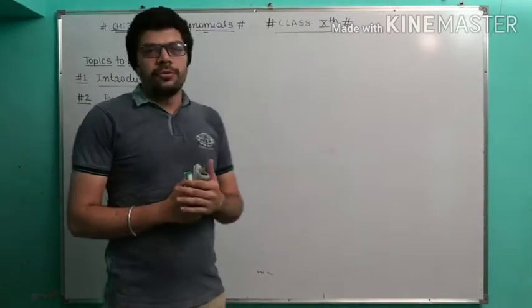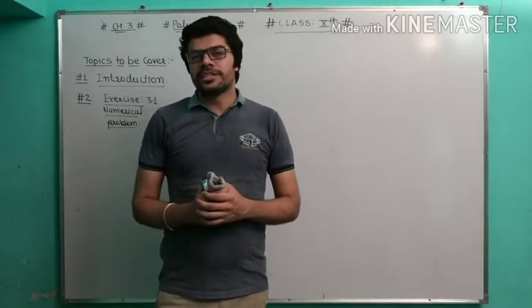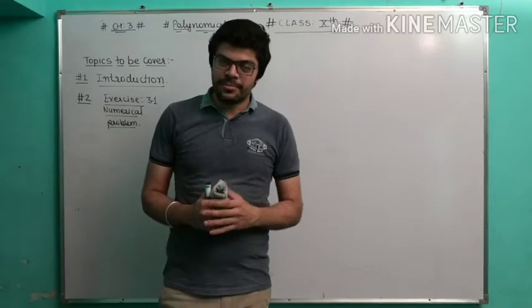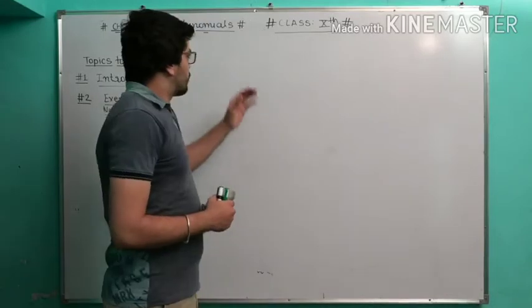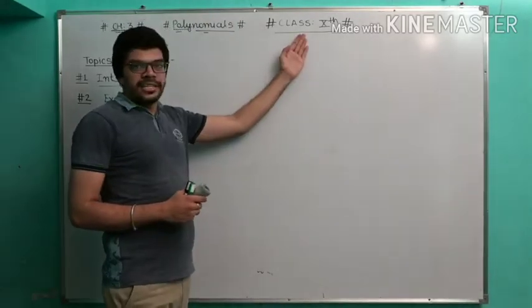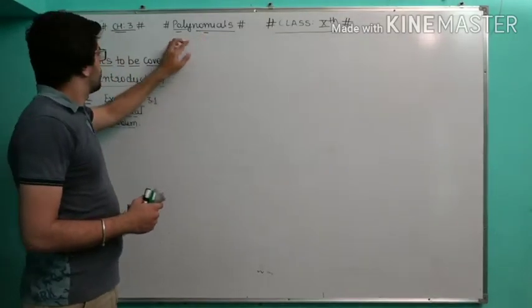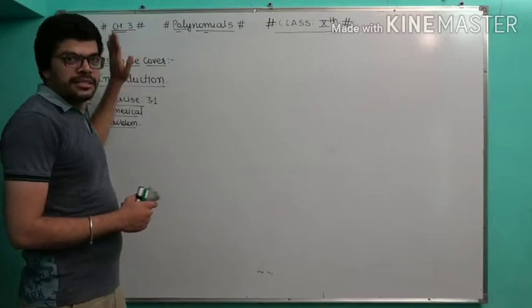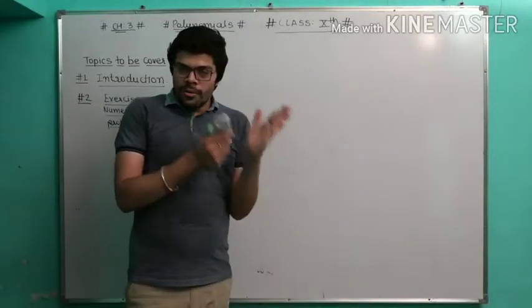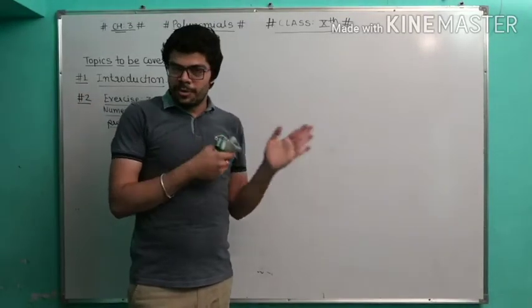So now I am going to start today the first lecture of the class 10th mathematics. The standard is 10th, the chapter name is polynomials, and this is chapter number 3. How can we understand this type of topic?